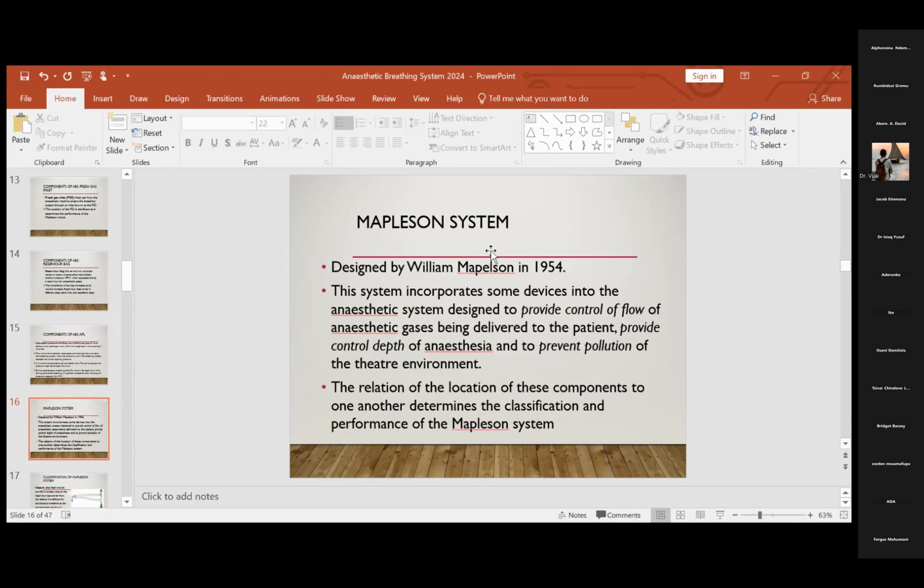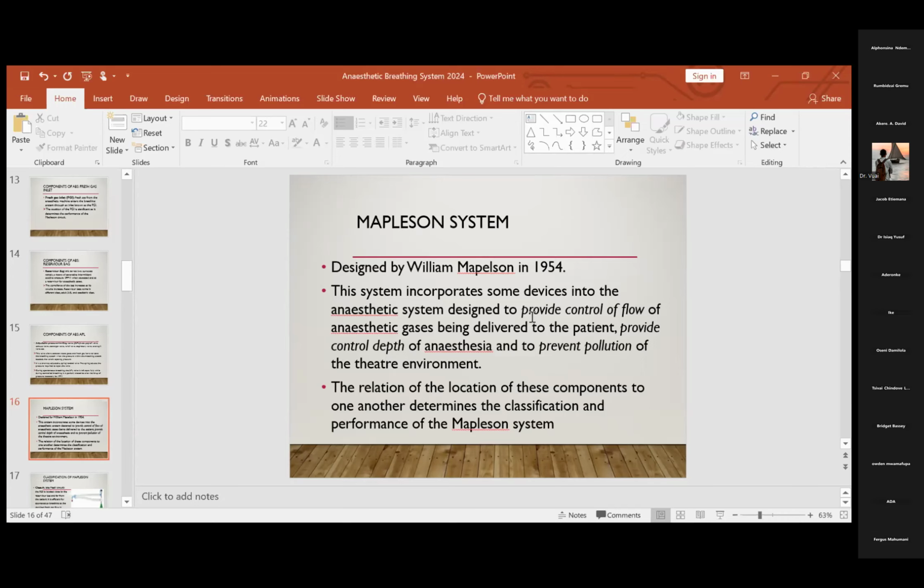So we go to the Mapperson system. I said that the Mapperson systems belong to the semi-open anesthesia breathing system. This was designed by William Mapperson in 1954. This system incorporates some devices into the anesthesia breathing system that are designed first and foremost to provide control of the flow of anesthetic gases.